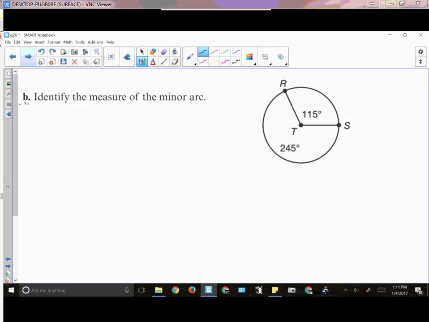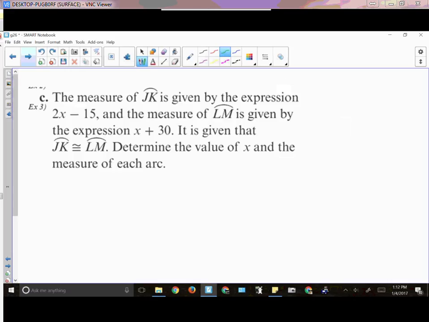Ready? So, what is the measure of the minor arc? Right there? That doesn't help much. So, minor arc should be 115 degrees. Yep. I know it was a difficult one. So, give you a minute or so. So, what'd you end up with for X? So, X is equal to 45.